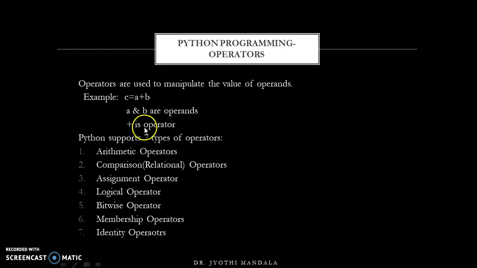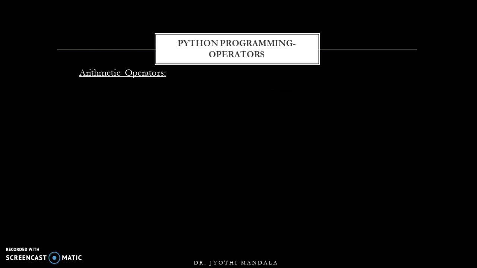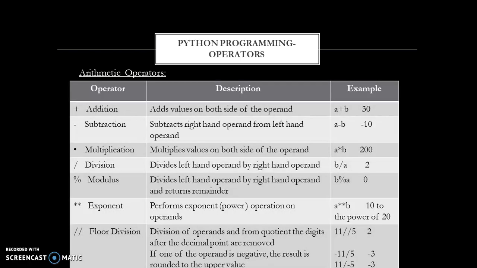In this, arithmetic, comparison, assignment, logical, and bitwise operators are the same as in other programming languages, but in some cases the operator symbol that will be used may be different. That we'll see in our further classes. Now let us start with arithmetic operators. As shown here, we have 7 types of arithmetic operators. So let us start with the first type.